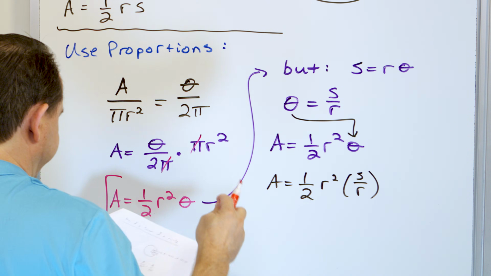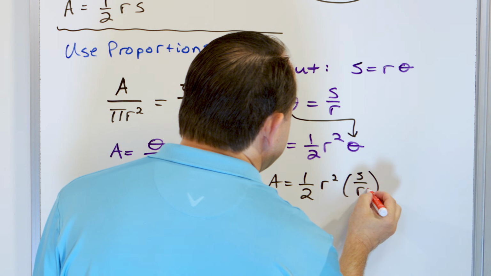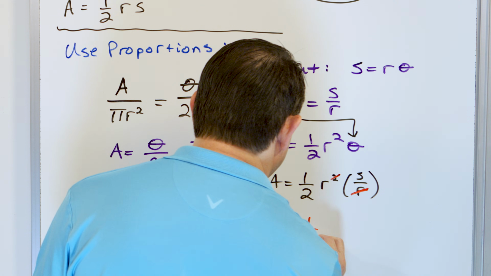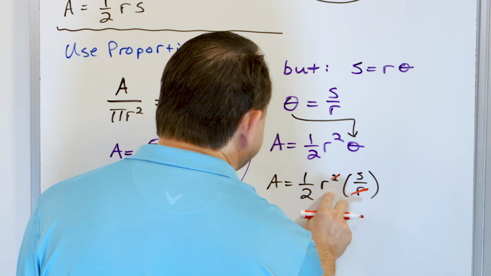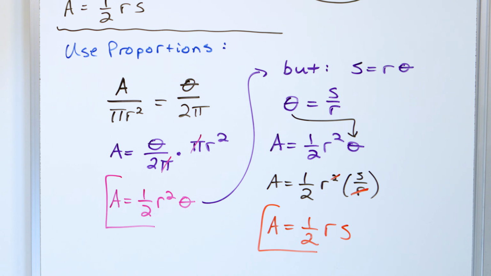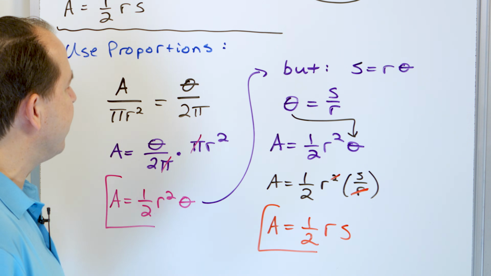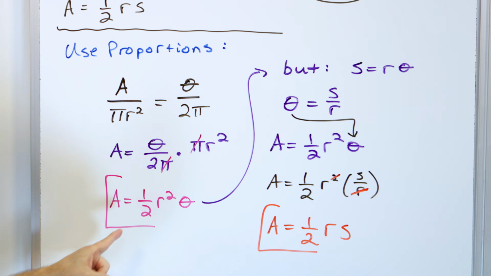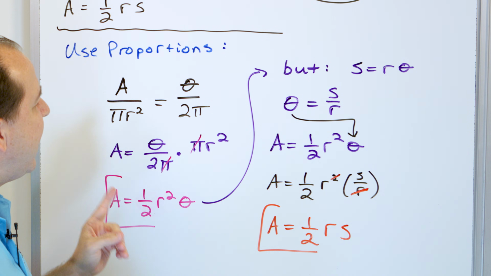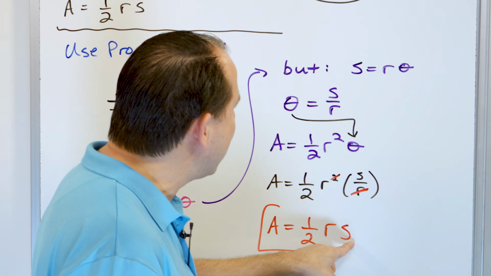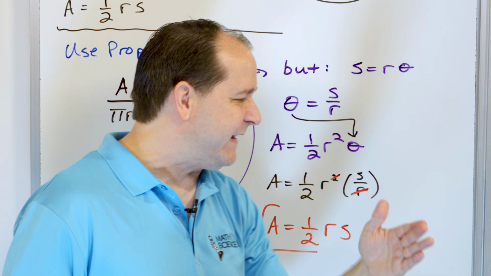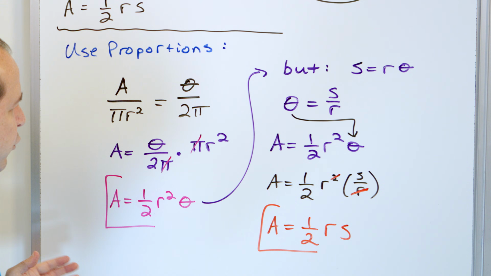Now we have an r on the top and an r on the bottom. We'll cancel this one with one of these, and then A is 1/2 r times S. The r from here and the S from here. This is the other equation. So the area of a sector of a circle can be calculated two ways. Sometimes you're given the radius and the angle that defines the pie wedge, and sometimes you're given the radius and the arc length along the edge of the circle, which also is indirectly related to the angle. So some problems you might use either one.